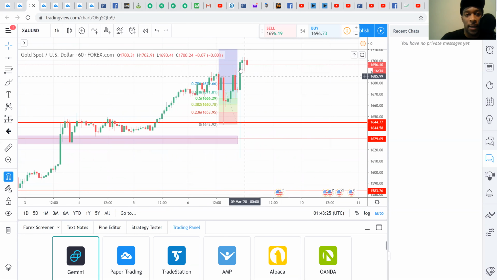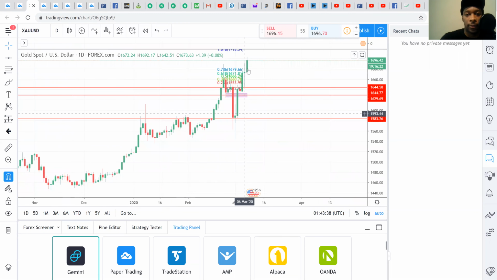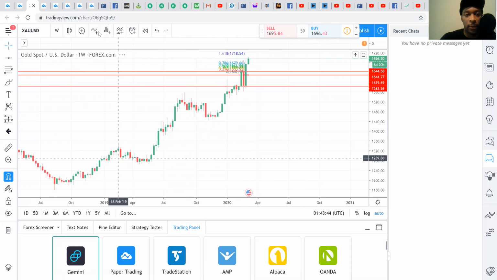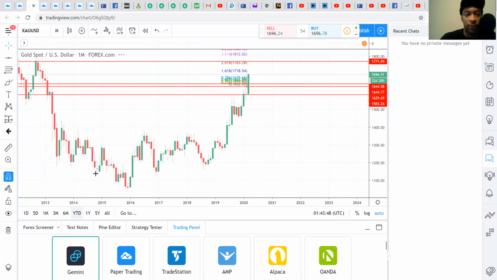And now let's look at gold. So gold created a new high when the market opened. Let's go to the daily. Okay, still a new high. See the weekly. Okay, see the month.